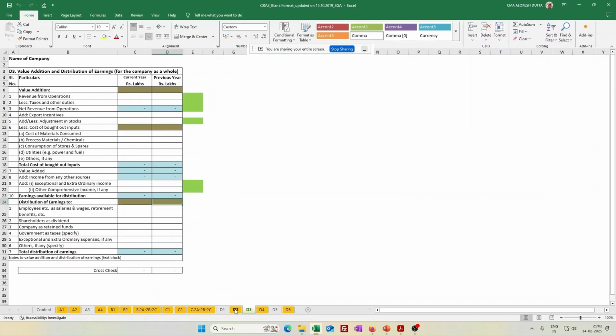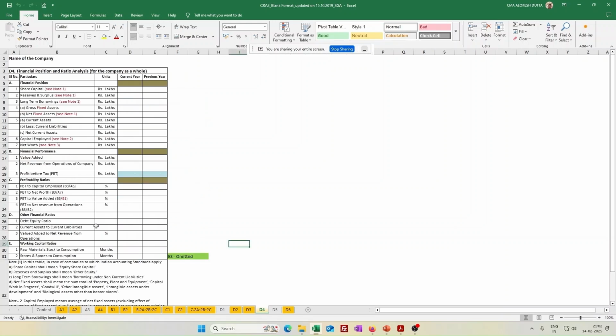Now D3 means value addition, computation of value addition, earning details and distribution of earnings. This is value addition. This should be prepared absolutely from the profit and loss and balance sheet, not from your cost data. D4 is the ratio analysis, reserve capital. These are all financial terms that are to be prepared from the financial profit and loss and balance sheet.